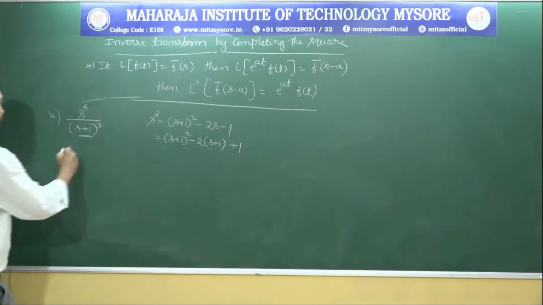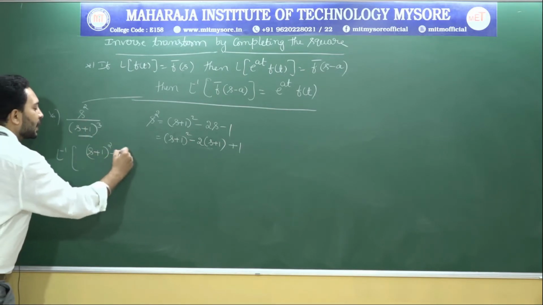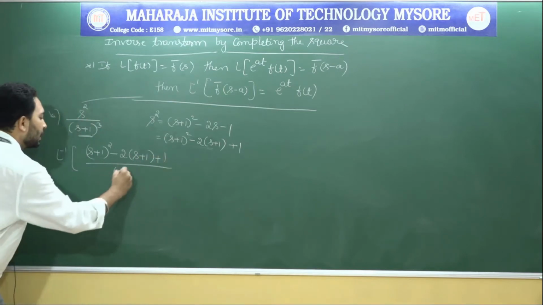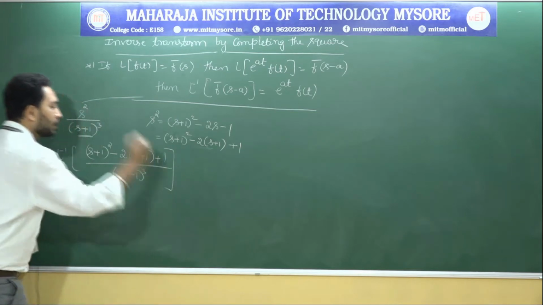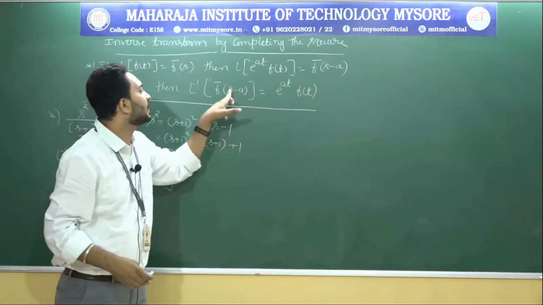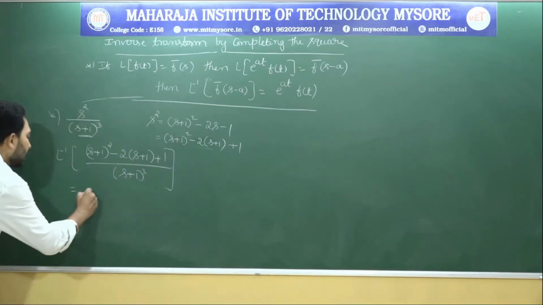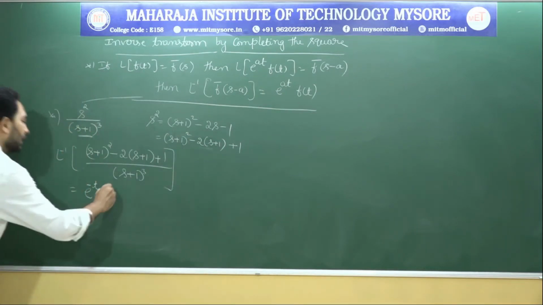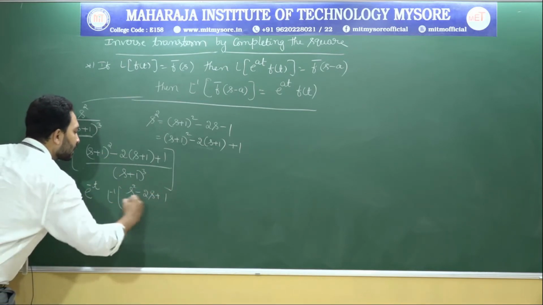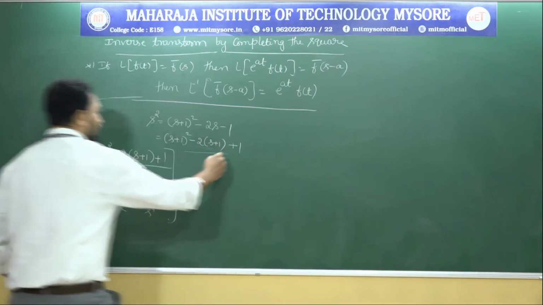So this problem becomes now L inverse of [(s plus 1) whole square minus 2 into (s plus 1) plus 1] overall divided by (s plus 1) whole cube. Now apply L inverse for s plus 1. Then I can write this: if you have f bar of s plus a, then e power minus at into f of t. So we will get e power minus t. Then this becomes L inverse of (s square minus 2s plus 1) divided by s cube. Now we can simply solve this.